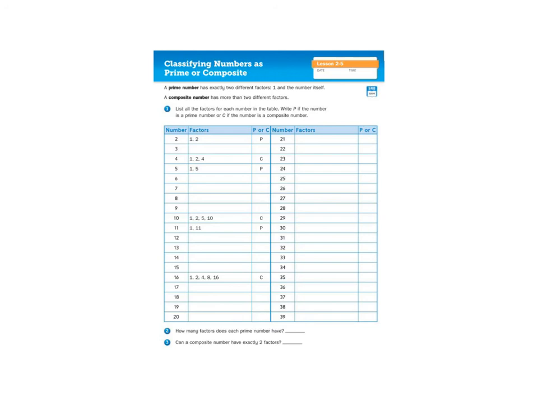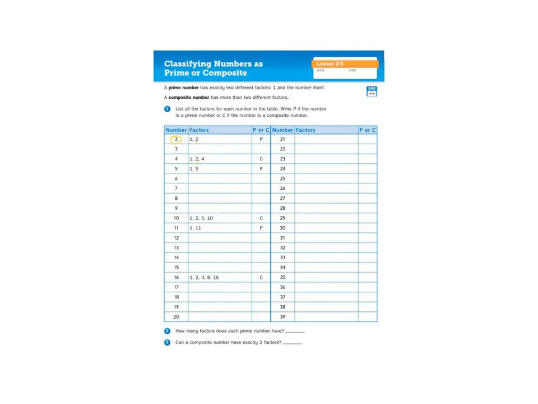On the previous page, we talked about number 2, that it only had the factors 1 and 2, so that number is a prime. Number 4 had the factors 1, 2, and 4, so that number is composite. 5 has the numbers 1 and 5, so that number is prime.